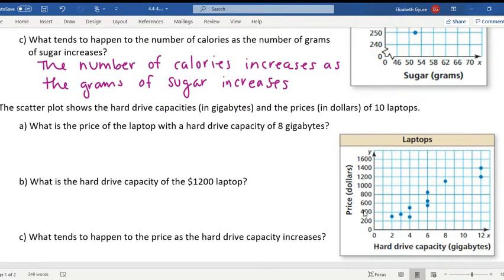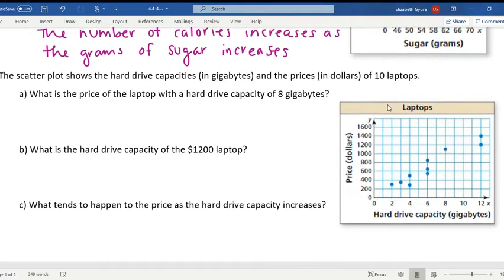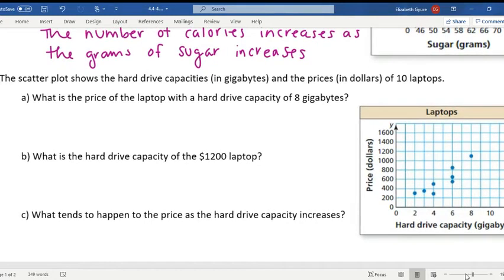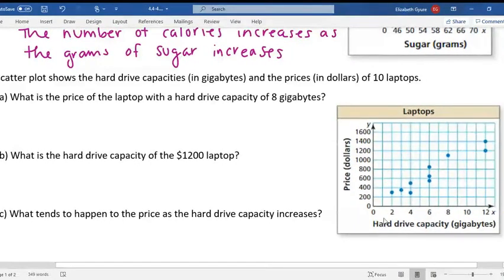All right. So the scatter plot shows the hard drive capacities in gigabytes and the prices in dollars of 10 laptops. So very similar idea here. We have our hard drive capacity in gigabytes along the bottom, our price in dollars along the top. So what is the price of a laptop with a hard drive capacity of 8 gigabytes? Somebody I haven't heard from yet. What do you think? Annalise?